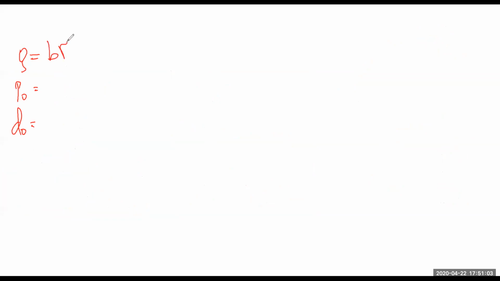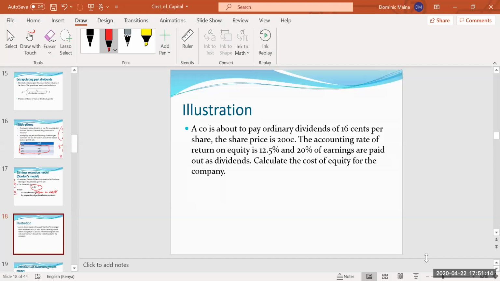Okay, so therefore we go to our question, and we get these two variables, the retention ratio and the return on equity. In this question, the return on equity is 12.5%. And you are told that 20% of the company earnings are paid in the form of dividend. So if the company pays 20%, it means they retain 80%. Therefore, the retention ratio in this context is 80%, and the return on equity is 12.5%.